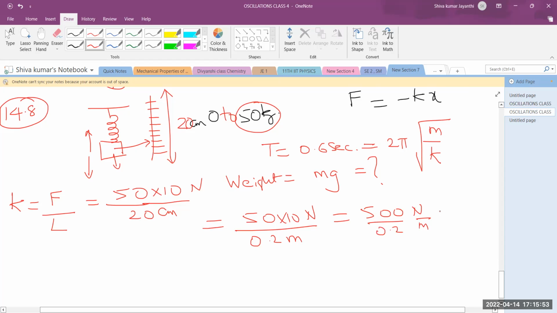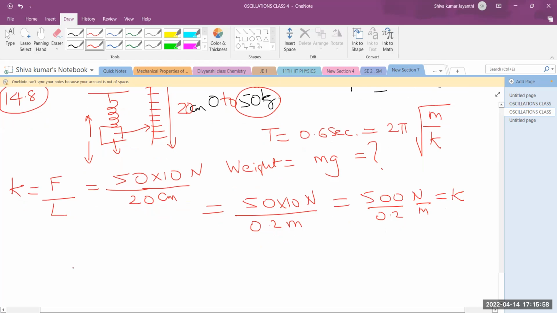This is your force constant. Understood this? You have to substitute this here to get the answer for mass. Then you will get the weight of the body. This seems a little difficult and big, but it's not difficult. It's a long problem, but it's only seeming lengthy. So 0.6 is this side, 2 pi is here. Mass we don't know, but K we got: 500 by 0.2.